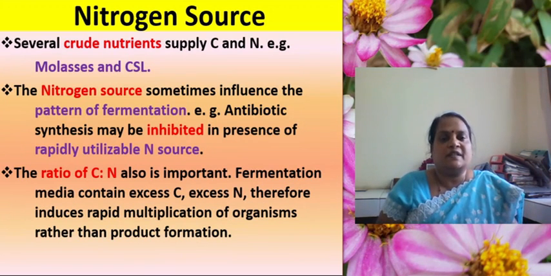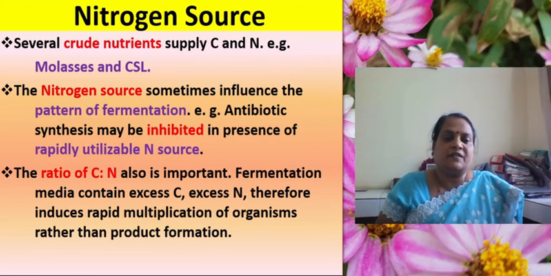Several crude nutrients supply carbon as well as nitrogen. For example, if you add molasses or corn steep liquor, then they will supply carbon source as well as nitrogen source. The nitrogen source sometimes influences the pattern of fermentation. This is also important. Suppose you want antibiotic synthesis. Then if you provide rapidly utilizable nitrogen source, it may inhibit the synthesis of antibiotics. Antibiotics are secondary metabolites. So they are produced during the stationary phase of growth of microorganisms.